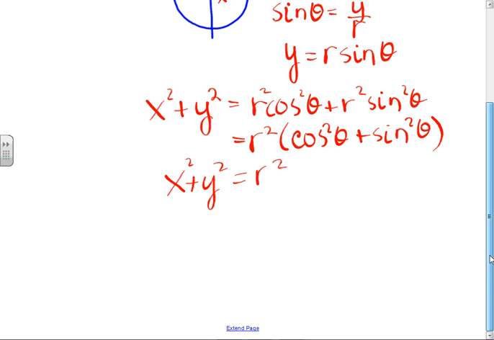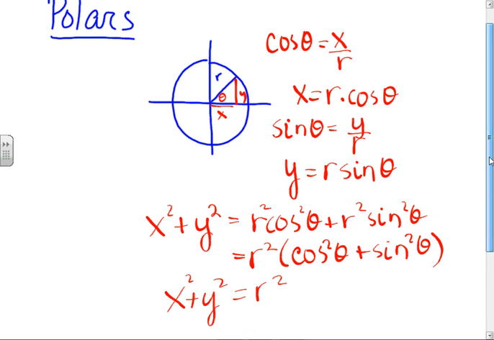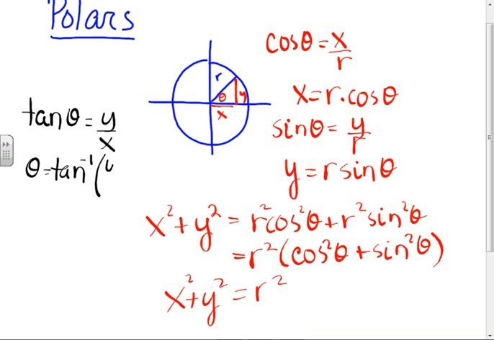So if I want to get the angle, for instance, I have to be able to convert back and forth between these coordinates. And so the tangent of my angle is equal to y over x. So if you want to find the angle, it's the inverse tangent of y over x. So those are the big things you have to know about this.